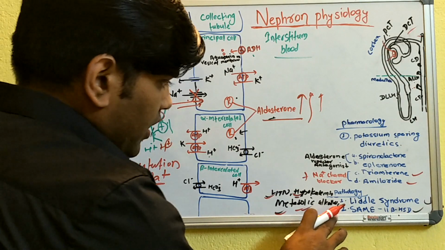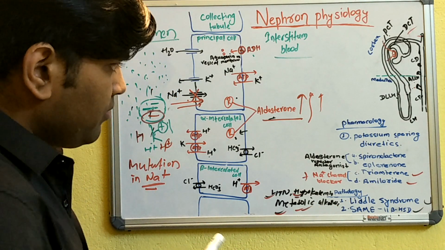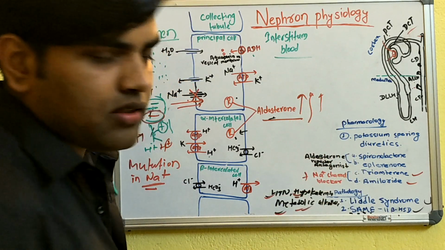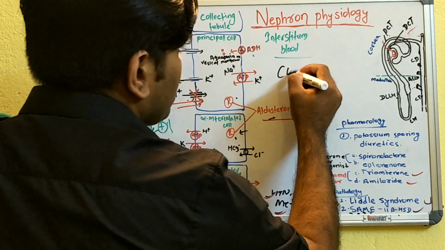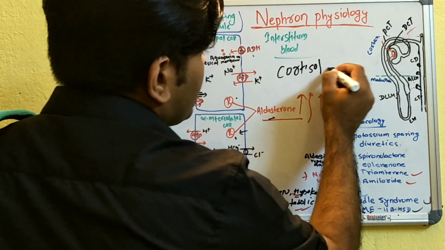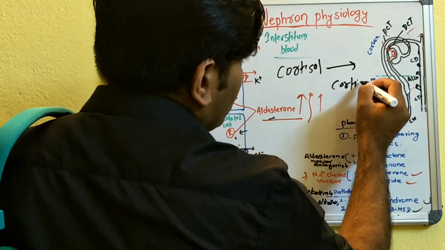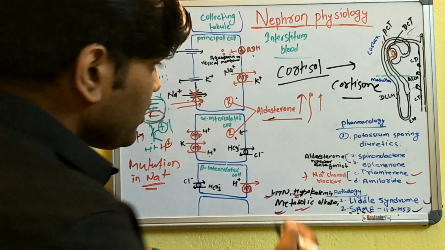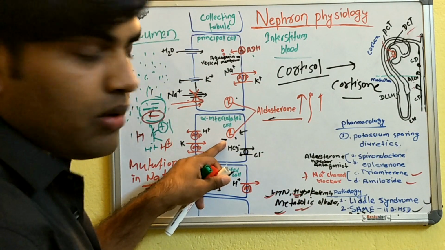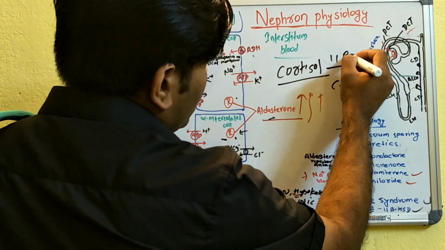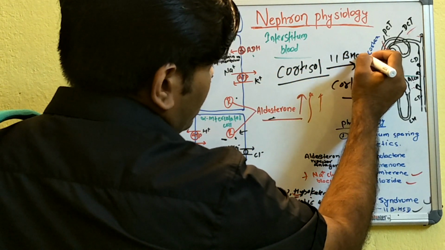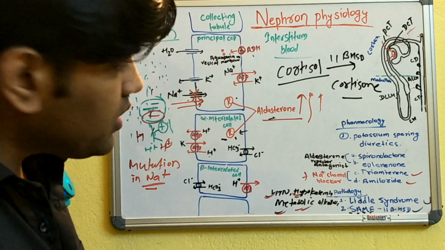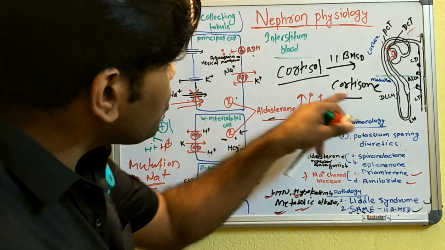There is another disease, another pathology, known as the syndrome of apparent mineralocorticoid excess. What does it mean? It means that cortisol is converted into cortisone. This is cortisol. Cortisol has activity against this receptor, the mineralocorticoid receptor, but it gets inactivated by 11 beta hydroxysteroid dehydrogenase. Okay, 11 beta hydroxysteroid dehydrogenase. These are the enzymes that convert your cortisol into cortisone.